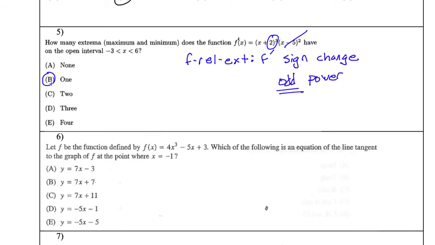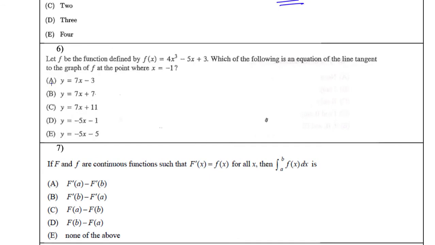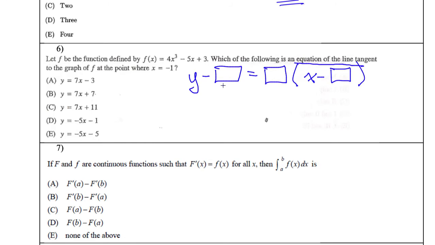All right, that was number 5. Let's go to number 6. We have this guy, and we're looking for the equation of a tangent line. So whenever I'm doing that, I'm saying, okay, y minus box is equal to box times x minus box, where this is technically f of that x coordinate, this is that x coordinate, and this is the f prime of the x coordinate.